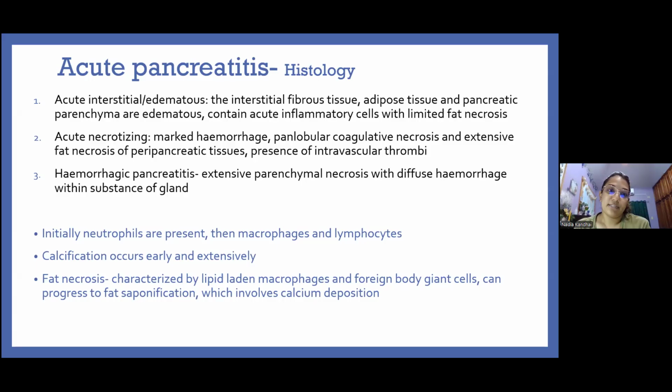Hemorrhagic pancreatitis involves extensive parenchymal necrosis with diffuse hemorrhage seen within the substance of the gland. Initially, there would be a conglomeration of neutrophils, followed by macrophages and then lymphocytes. Calcification is seen in pancreatitis and it occurs early on and is very extensive. Fat necrosis is characterized by the lipid-laden macrophages and foreign body giant cells, which then progresses to fat saponification, and this leads to more calcium deposition.